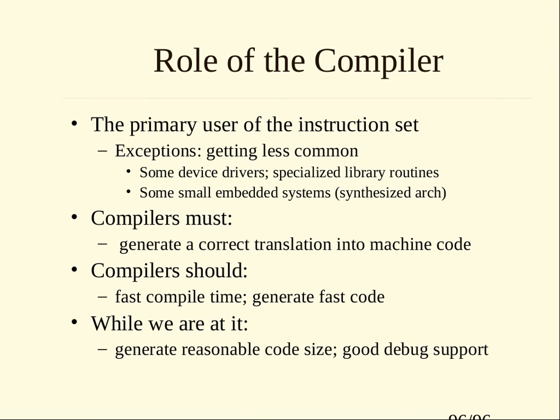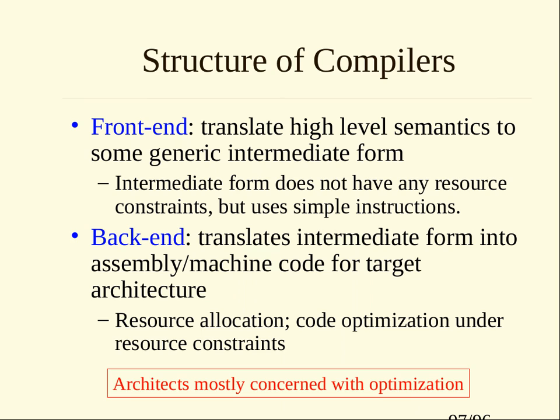Some device drivers still have instructions that are written by hand, but that's pretty rare. Some small embedded systems are written in assembly by hand, but that's also pretty rare nowadays. So the compiler is really the one that uses the ISA, the instruction set architecture, the most. It's to generate the correct translation. It should have fast compile time and generate fast code. While we're at it, make it a reasonable code size and some good debugging support, right? You might as well throw that in. So the compiler actually has a lot of work to do.